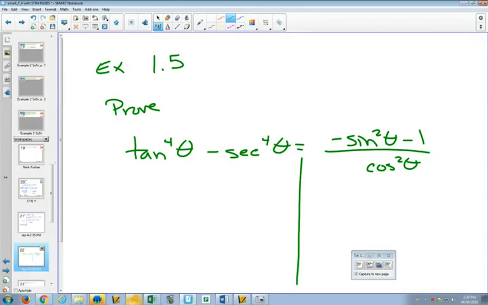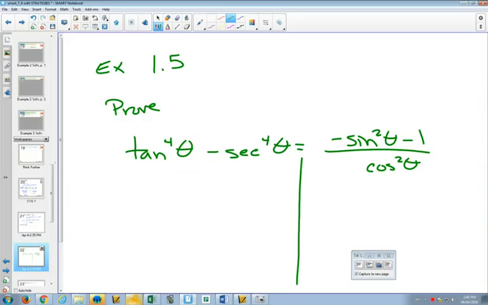Okay. What strategy is this one getting at in your strategies? First of all, we have tan and we have secant. So part of your mind should go to, well, I know that there's a relationship between tangent and secant if they're squared.